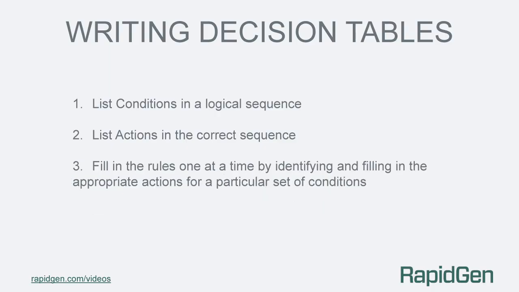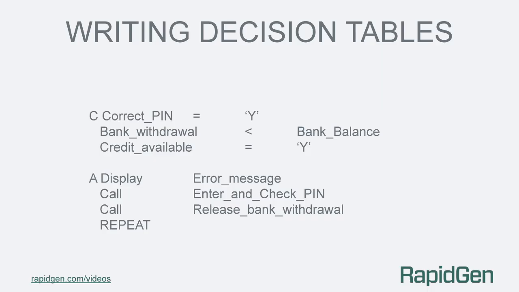The third instruction in writing decision tables is to fill out the table entries one rule at a time by evaluating the conditions and associated actions. In practice, and with more experience, you may simplify the rules as you write them. In our example table, we will assume the following are true. The PIN is correct, and there are sufficient funds in the bank to make a cash withdrawal.